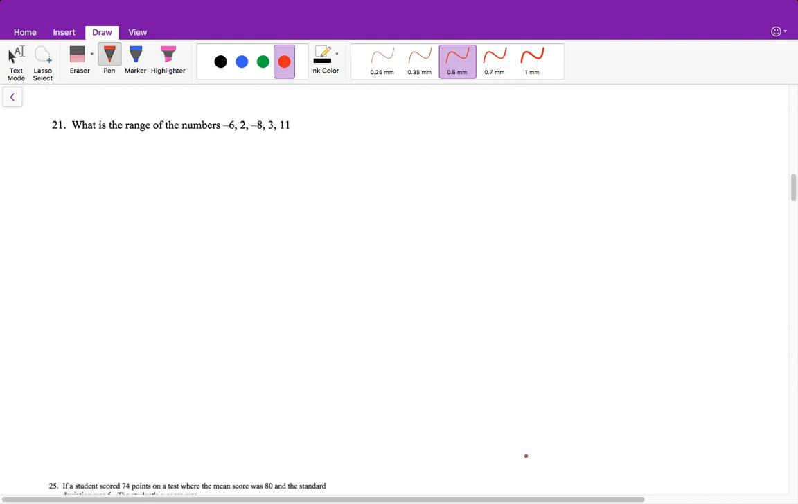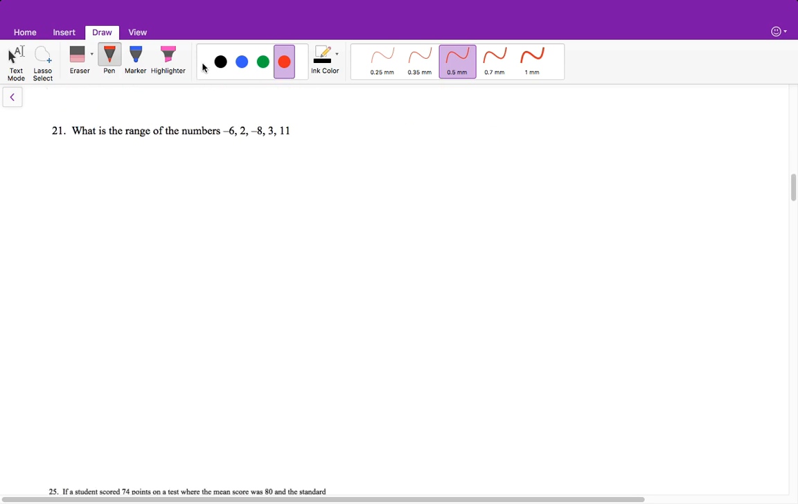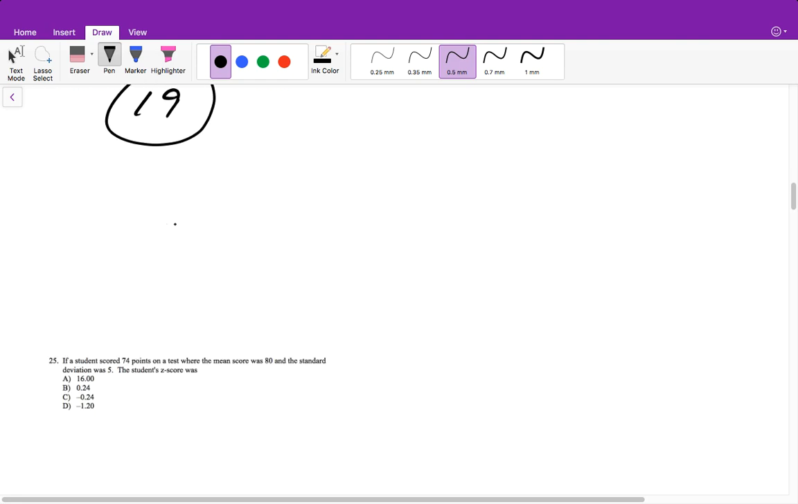All right, what is the range of numbers? So the mid-range, we added them together and divided by 2. Well, the range is we take the highest value, which is 11, and then we subtract the smallest value, which is negative 8. And when we subtract negative 8, that turns to plus, so that means our range is 19. So that tells us how many numbers our data set covers. So we go from negative 8 to 11, so that means there's a total of 19 numbers in between from our smallest to our largest number.